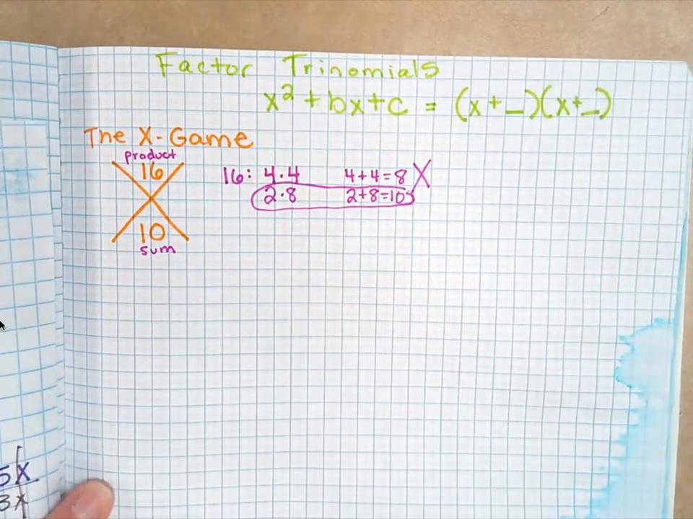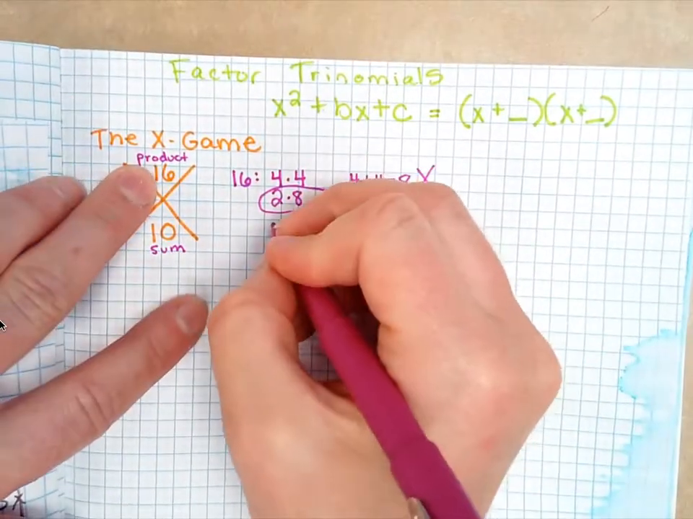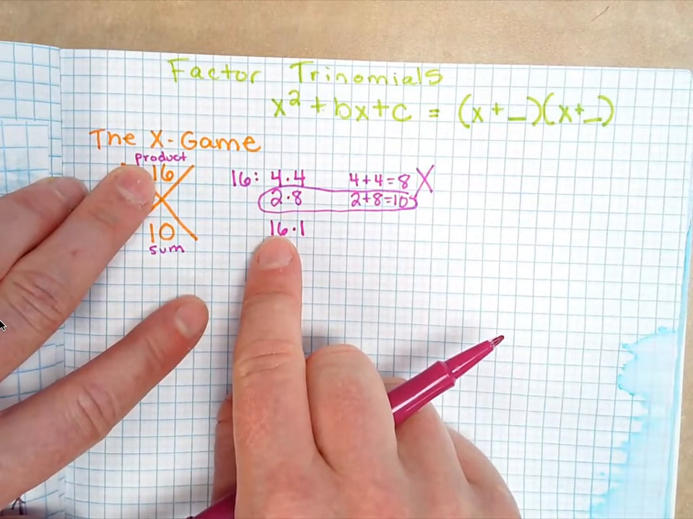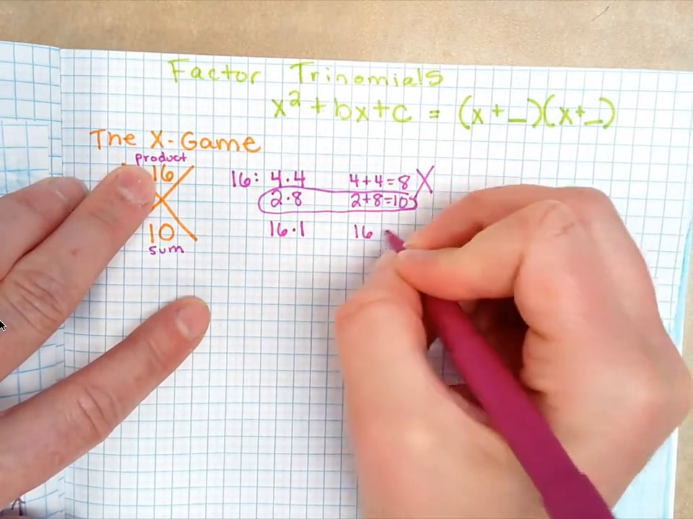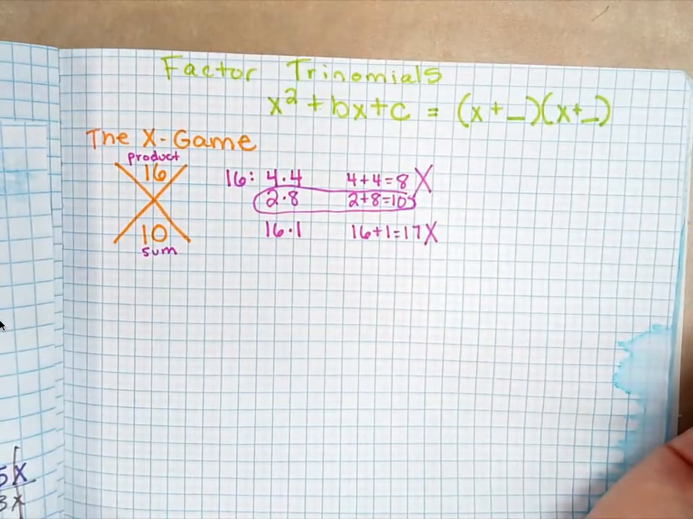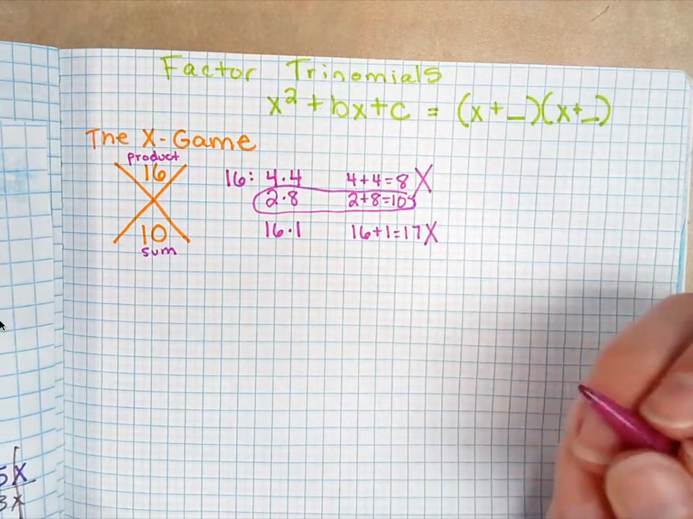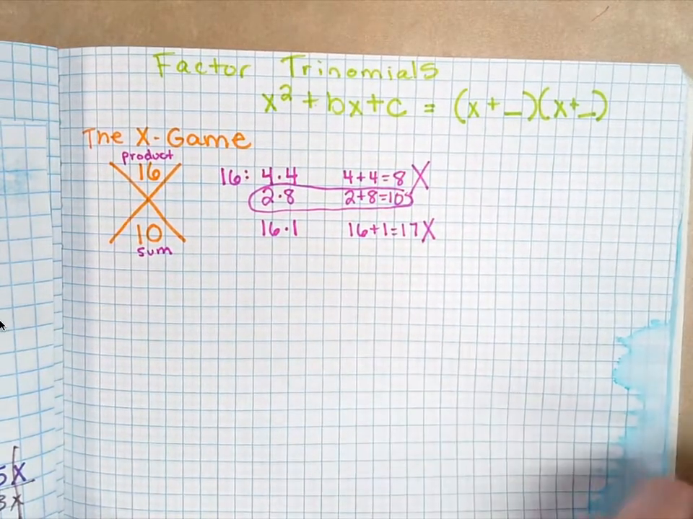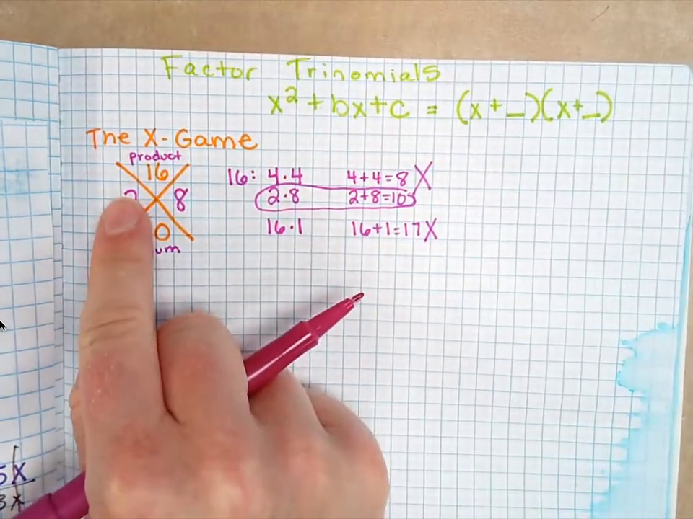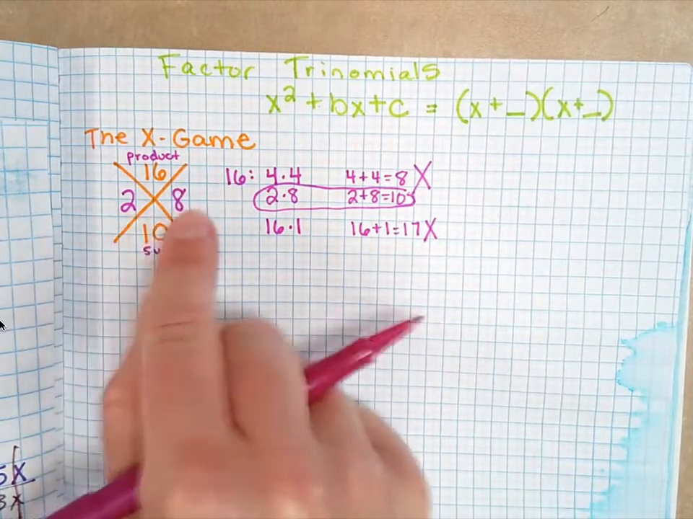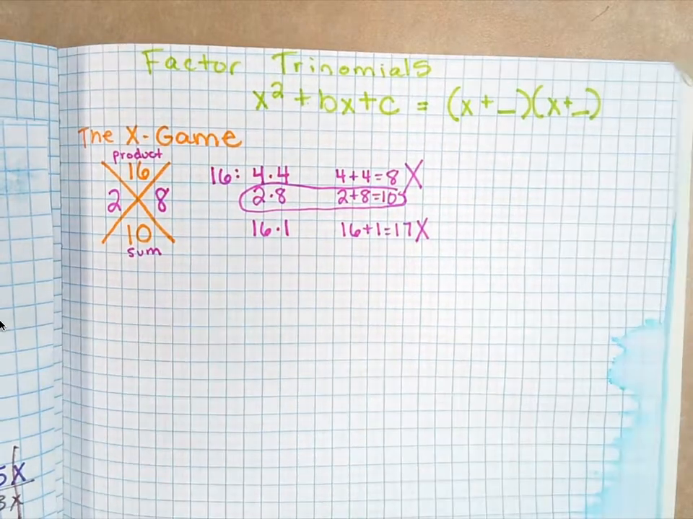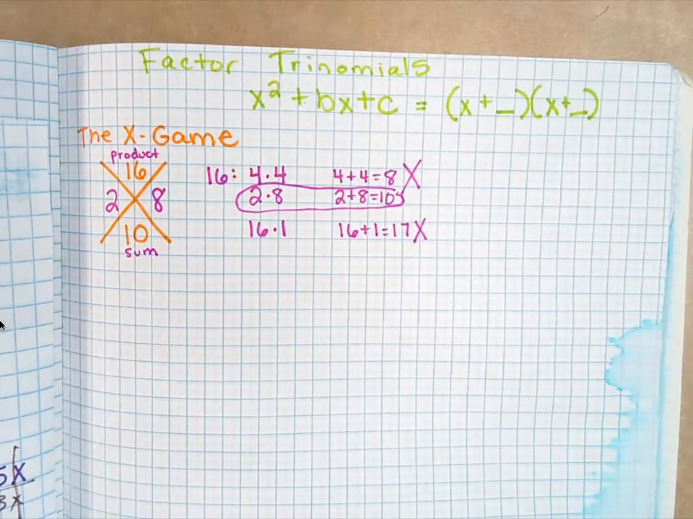One that a lot of people forget is the number times 1. So let's say 16 times 1. So don't forget about the number times 1. If we do that, then we'd add them and we get 17, which is not it either. So the two numbers that multiply to get 16 but add to get 10 are 2 and 8. Order doesn't matter. I could have put 8 over here and 2 over here. Order doesn't matter. That's it. So this is the X game. So it's kind of like a puzzle. So let's do another one.